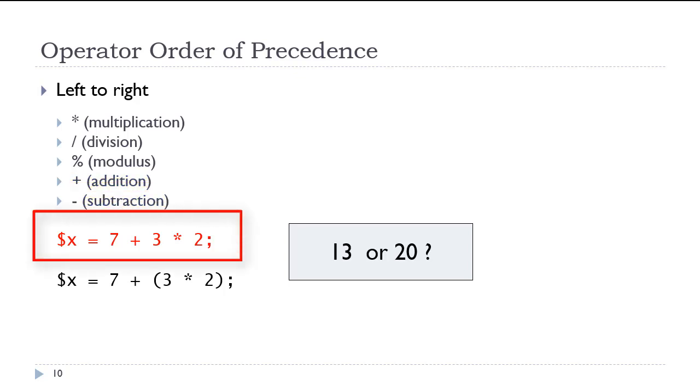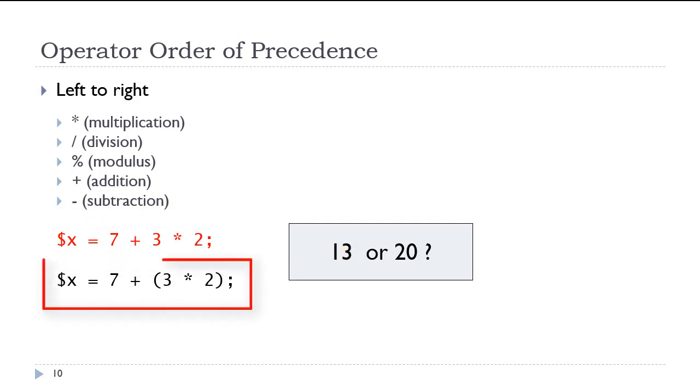So here we see an example, $x equals 7 plus 3 times 2. If you were to perform the operations from left to right, the value would be 20, which would technically be incorrect. The multiplication takes highest precedence, so we would first multiply 3 times 2, which is 6. Then we would add the 7, so 13 is actually the answer. It is always best to use parentheses in order to make sure that you are performing the calculations in the manner in which you intend to.